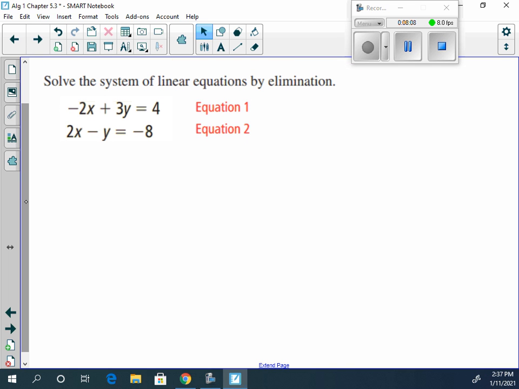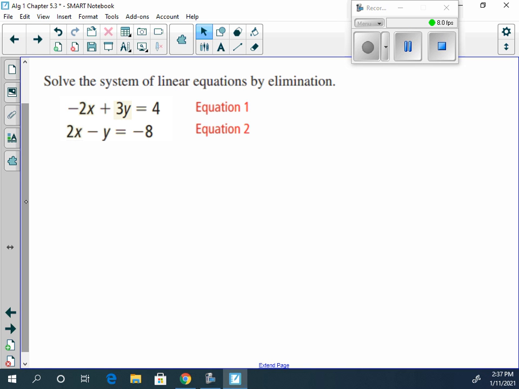Solve the system of linear equations by elimination. Now, one of the biggest things with elimination is we need the number in front of the variables to be the same. We want it to be the same. Because if they're not the same, we can't just add the two equations together or subtract them and get a variable to cancel out. Let's look at this here.